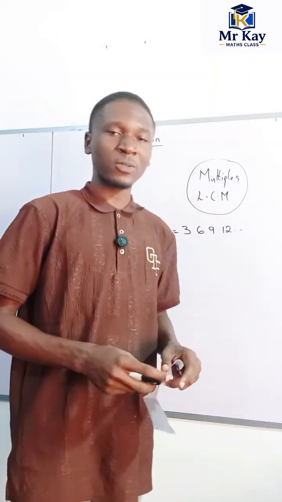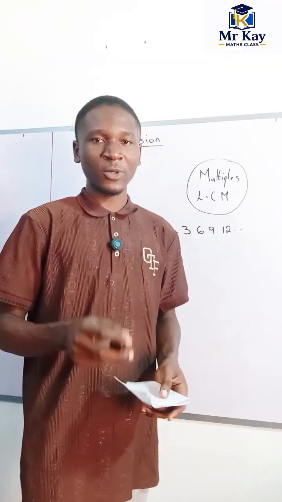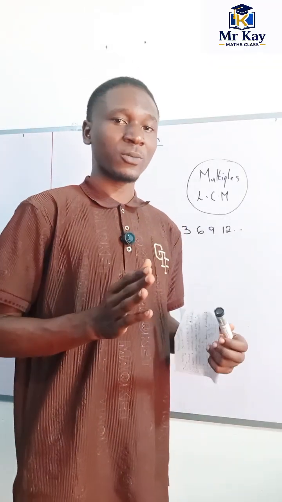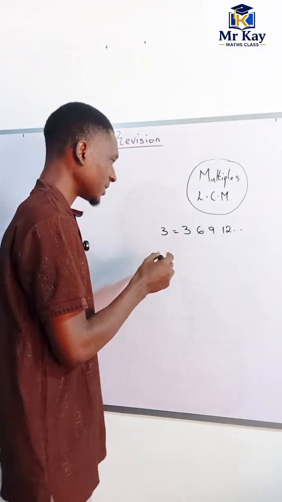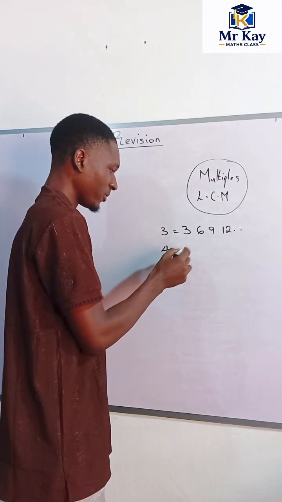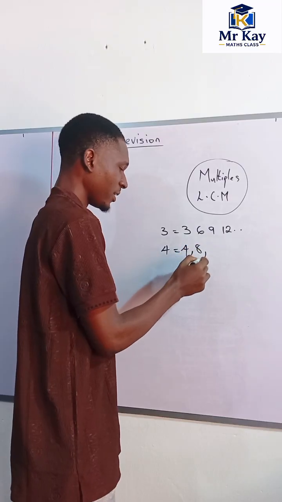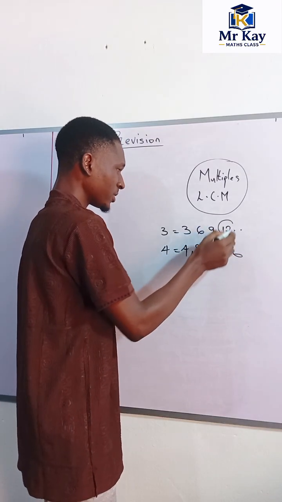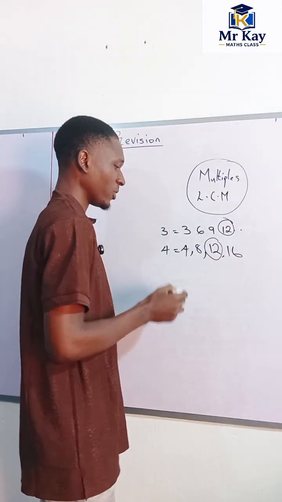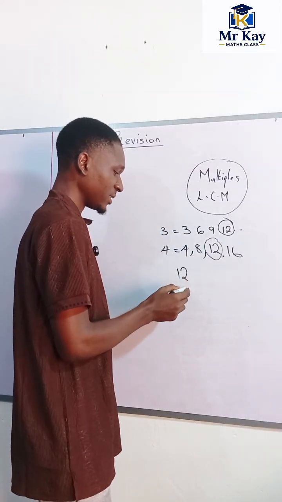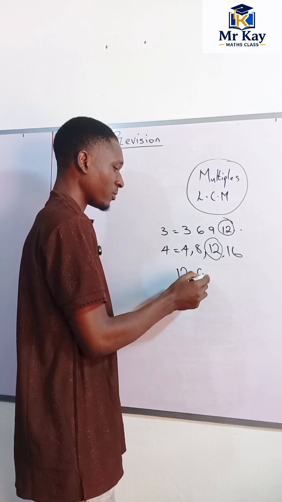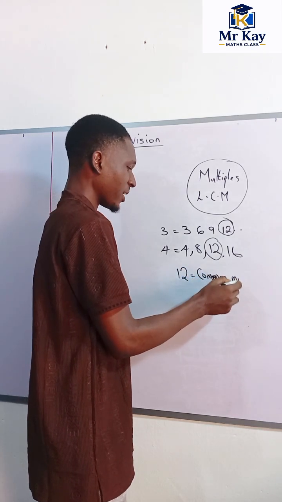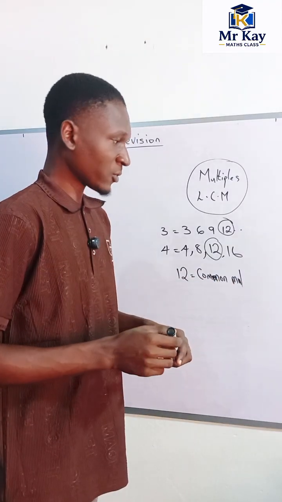And then we talked about common multiples. Common multiples are multiples that are shared by two different numbers. For example, if multiples of 4 are 4, 8, 12 continuously, since 12 is a multiple of 3 and 12 is also a multiple of 4, then we say 12 is a common multiple of both 3 and 4. So we talked about this.